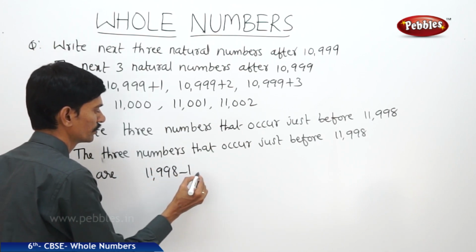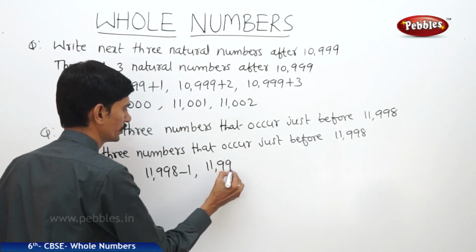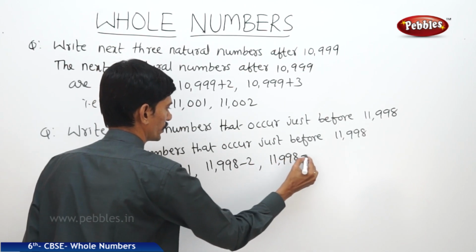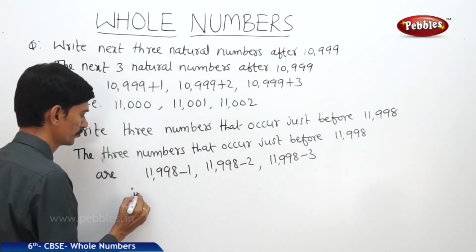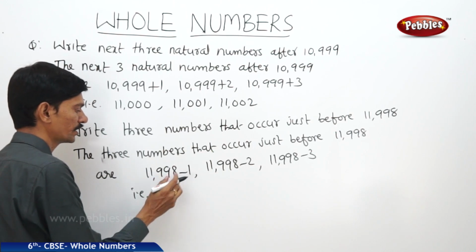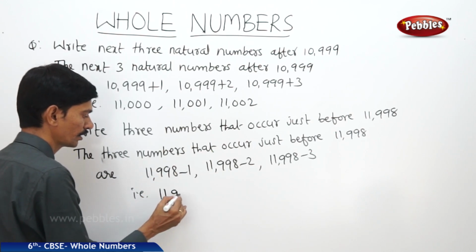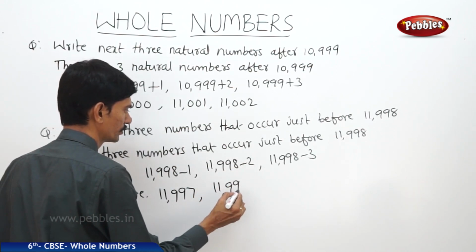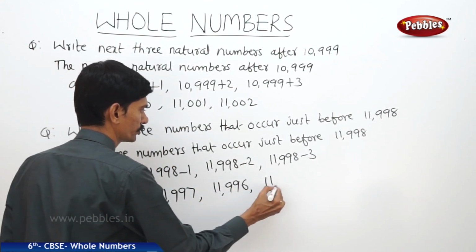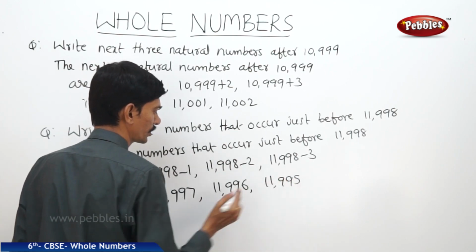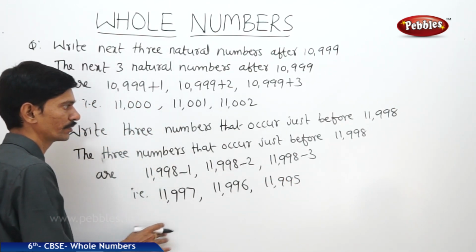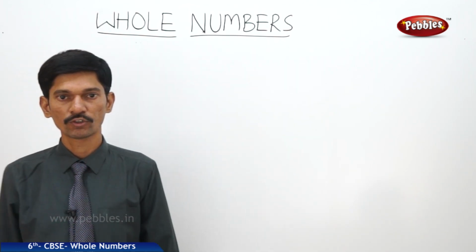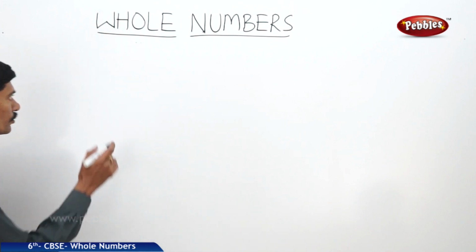11,998 minus 1, 11,998 minus 2, 11,998 minus 3. So 11,998 minus 1 means 11,997, 11,996, 11,995. So these are the three numbers which occur just before 11,998.